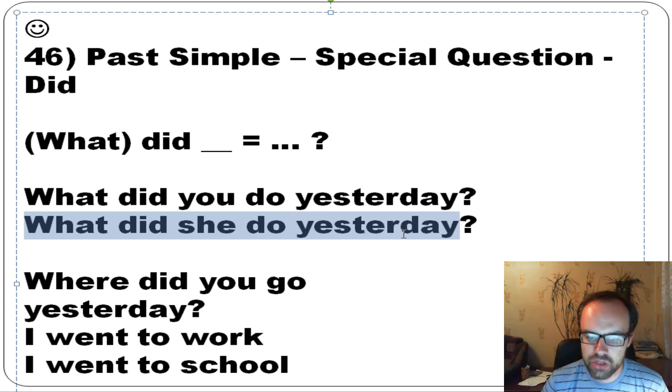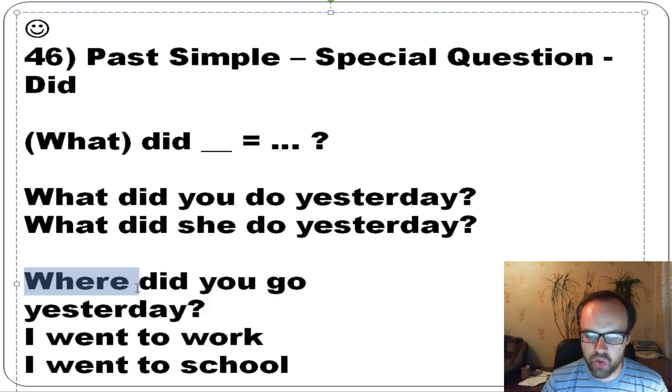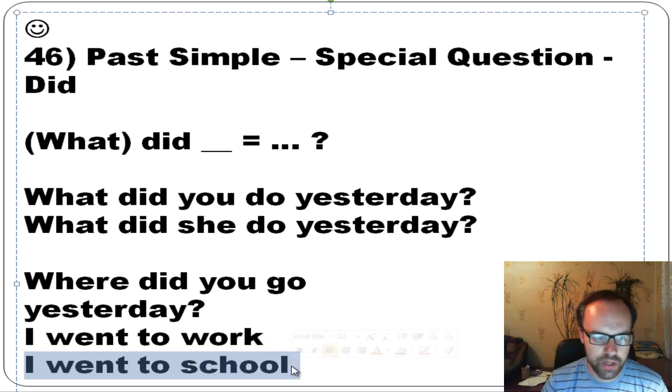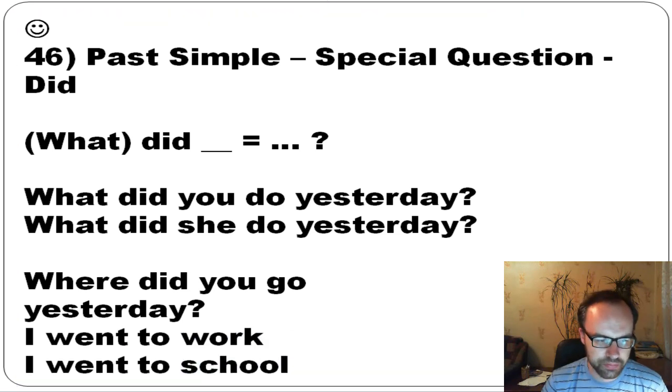What did she do yesterday? So you always use did. Where did you go yesterday? So where is a question word. Then you have did, you is a subject, and go is a verb. Where did you go yesterday? I went to work. Or you can say I went to school. Good.